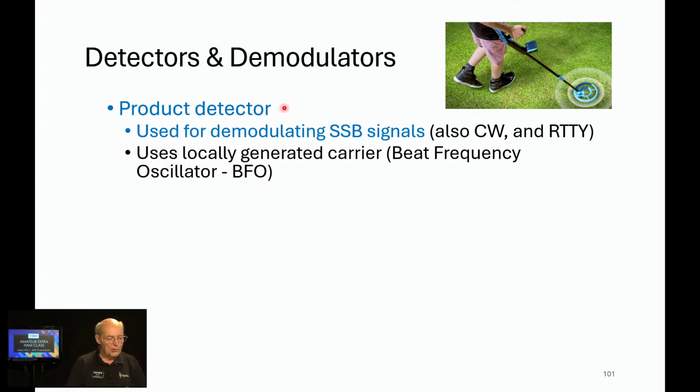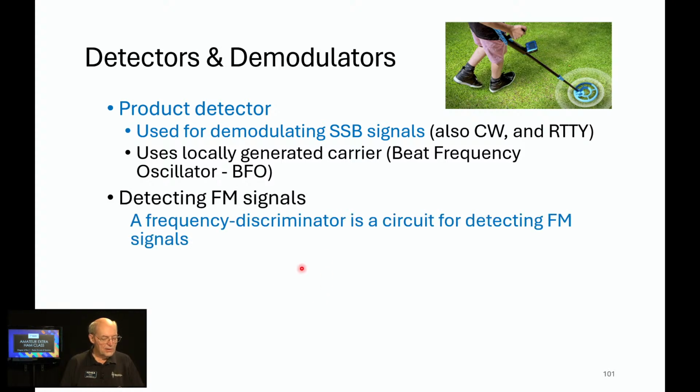So first of all, a product detector, that's what's used for demodulating single sideband signals and things that are related. And it uses a locally generated carrier. Remember, with single sideband, we suppress the carrier, we don't transmit it. But that has to be added back in again in order to detect the audio. So that's done with what's called a beat frequency oscillator in the receiver. So a product detector is used for demodulating single sideband.